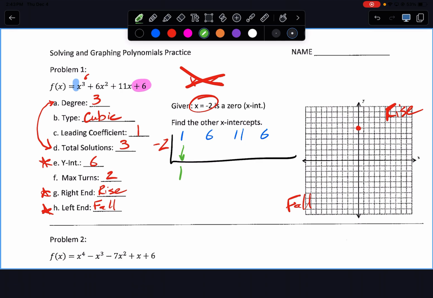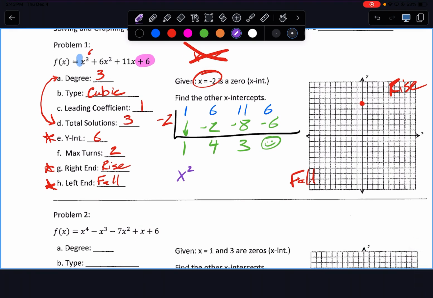First thing we do is bring down the 1, and now we multiply, add, multiply, add. So we get -2, then we get 4, then we get -8, then we get 3, then we get -6, and then woohoo! Which should happen. We should get a 0 because they're telling us it's a factor or it's a solution to this. Now, that right there at the bottom becomes our depressed polynomial. So we write that as x, and then my degree is going to be what? Squared. Because we did one level of division, so that means the degree goes down 1. So x squared plus 4x plus 3 is my depressed polynomial.